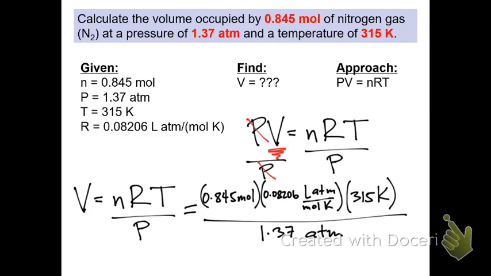So now you can see how the units are canceling out. So you have moles and moles, atmosphere and atmosphere, kelvins and kelvins. All right, so you're left with the unit of volume, which is liters. And we get a volume of 15.9 liters.